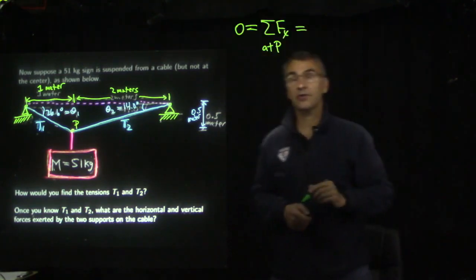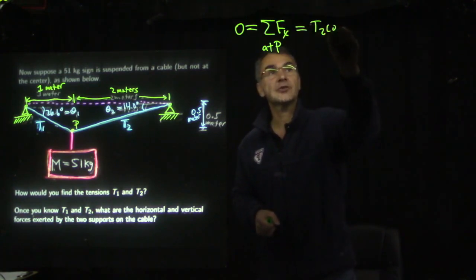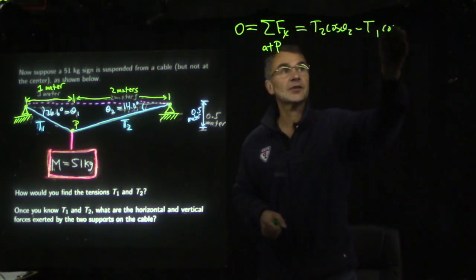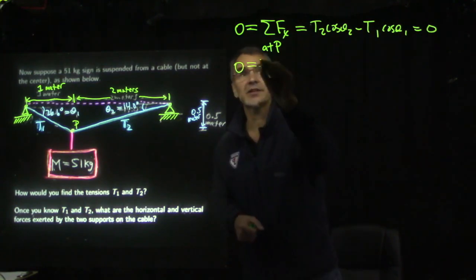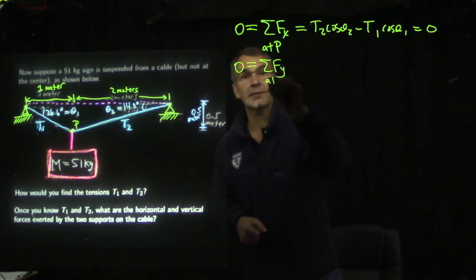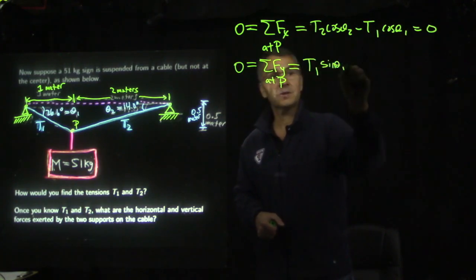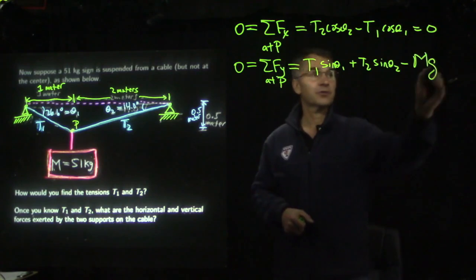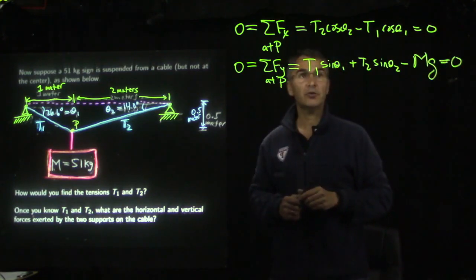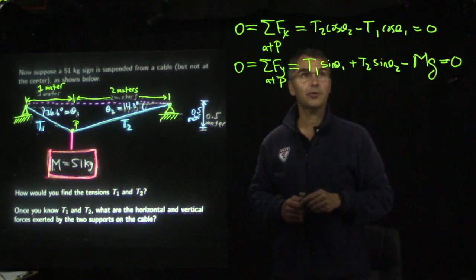So here we go. The horizontal sum of forces at P is 0. That tells you right minus left: T2 cosine theta 2 minus T1 cosine theta 1 equals 0. So if you know one of them, you can get the other one this way. The other equation is the sum of the forces in Y at point P is 0. That is, up minus down: T1 sine theta 1 plus T2 sine theta 2 minus big M G equals 0. So that's all you need. You have two equations and two unknowns, so we can solve for T1 and T2. It's a little bit tedious to do, but you can do it.